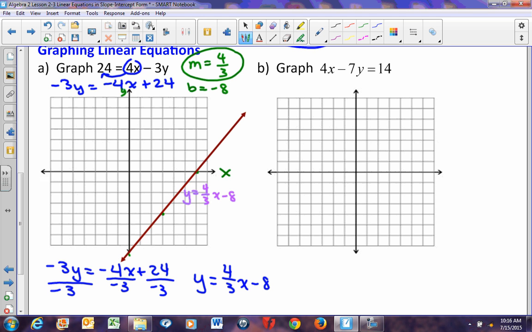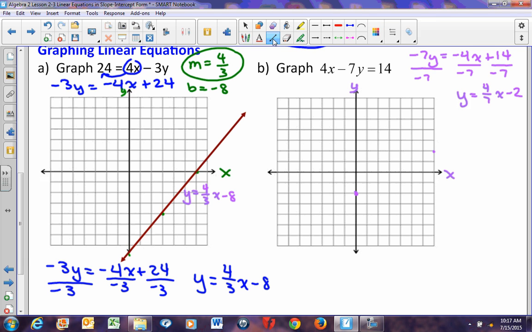I need to solve it for y first. So I have -7y equals -4x plus 14. Divide everything by -7. y equals positive 4/7 x minus 2. So again, label your x and y axis always. Start at your origin, go down 2, because you always do the y-intercept first. My slope is 4/7, so I will go up 4, 1, 2, 3, 4, to the right 7, 1, 2, 3, 4, 5, 6, 7.